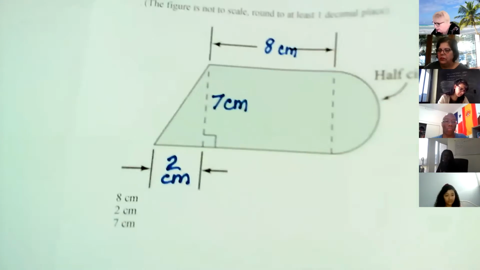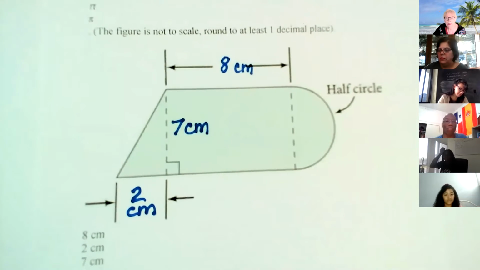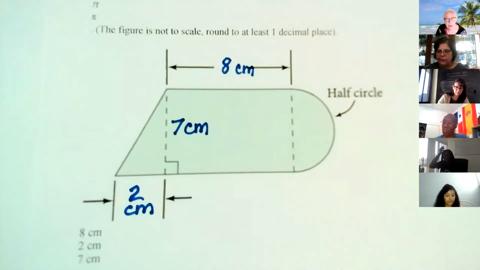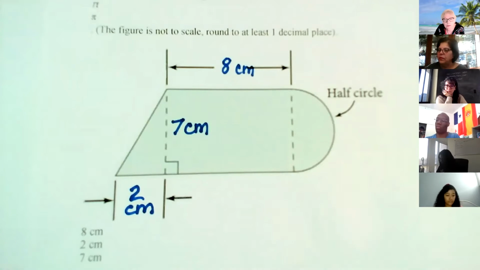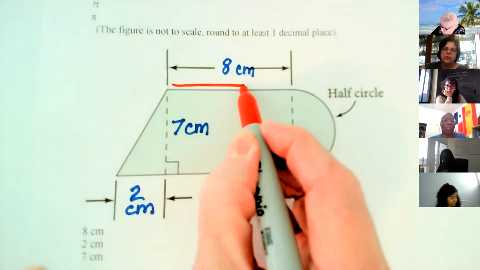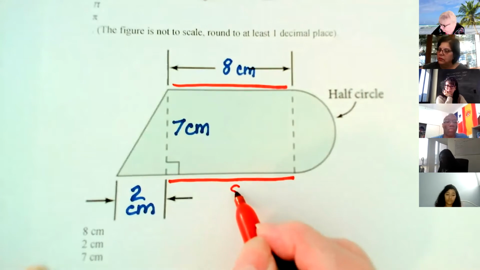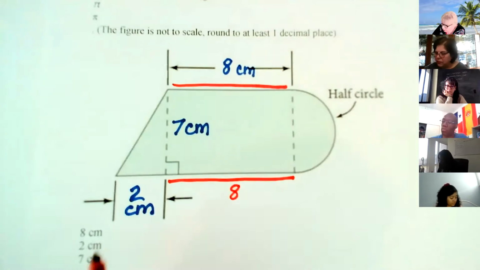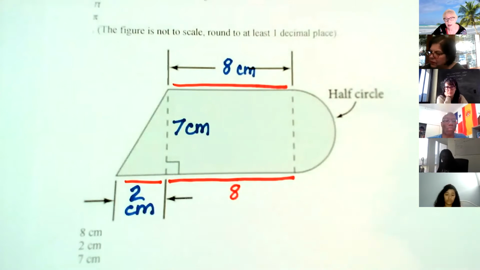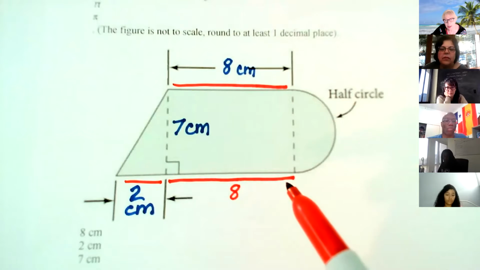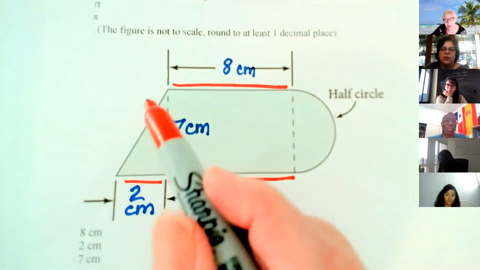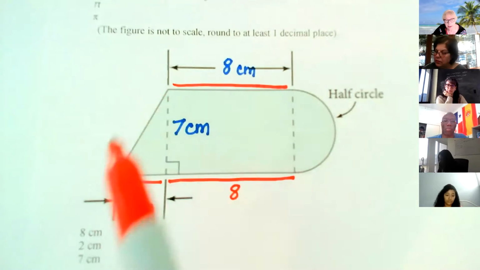The other problem that some people had trouble with was this one. This was in 8.1 and they wanted the perimeter. Now, some of the measurements were really obvious. This one was 8, and then this one would be 8. Okay. This one is 2. So we're all set on that. But the trouble was, how do you calculate the half circle and how do you calculate the slanted line here?